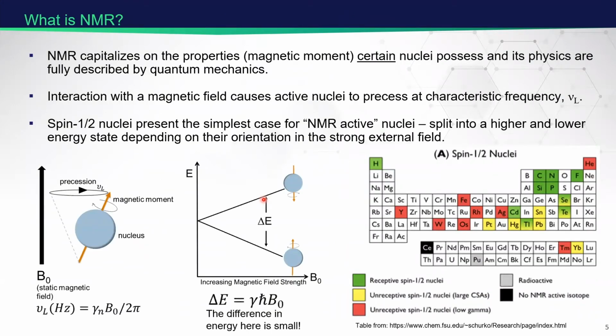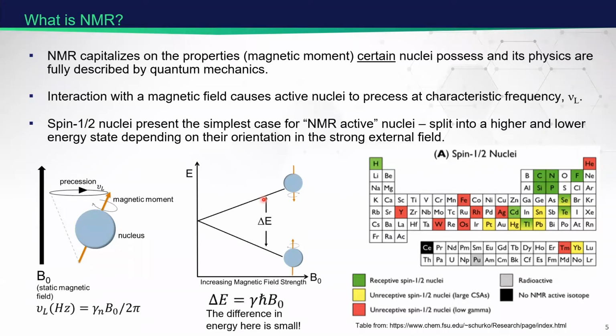So what is NMR? NMR capitalizes on the properties that certain nuclei possess. That is a magnetic moment that's due to circulating nuclear charge. Not all nuclei are NMR active, but every element on the periodic table except cerium has at least one NMR active isotope. NMR active doesn't necessarily mean NMR convenient or really feasible to study. But fortunately, many of the ones that we like to interrogate in metabolomics are receptive nuclei: hydrogen-1, or the proton, and carbon, nitrogen, fluorine, and phosphorus all have NMR active isotopes that happen to be spin 1/2, which is the easiest case.